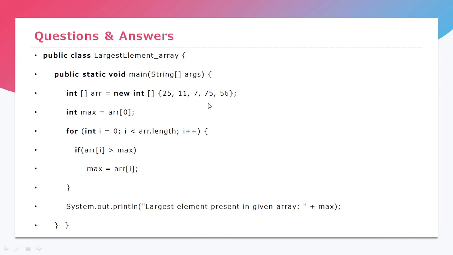In the next iteration, it will check whether arr[i] is greater than the max value. The new max value is 75 and arr[i] is 56. It will check if 56 is greater than 75. So the condition fails and it will not assign arr[i] to max. So we receive the result 75 as the max value. So we can print that the largest element present in the array is the max value, which is 75. So this is the logic to find the largest element in an array.